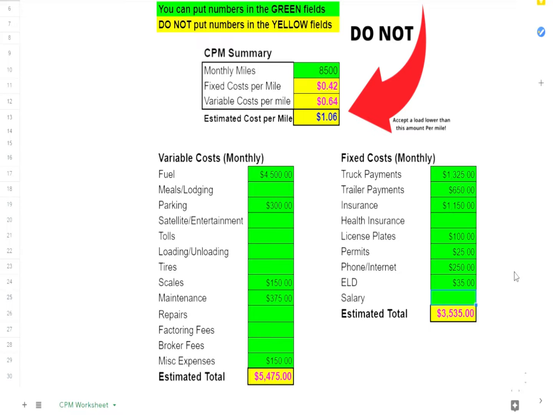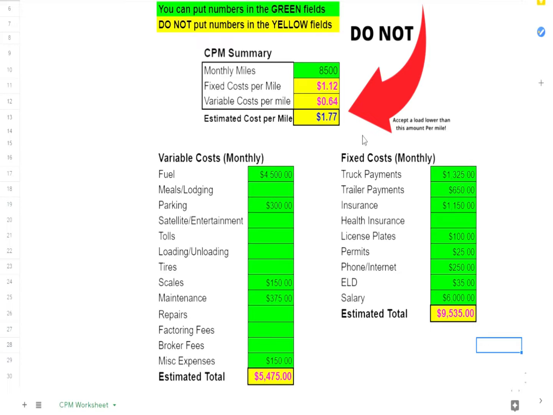Salary, let's just put in a salary of $6,000. I mean, I commanded a little bit more than that, okay? Now, after we get this in, this is populated up here, our fixed costs, okay? $1.12 a mile, by the way. So, when you take that $1.12 and that 64 cents and add them together, it comes to $1.77. So, with all of these figures, I would not be able to take a load less than 177 because I would be losing money.